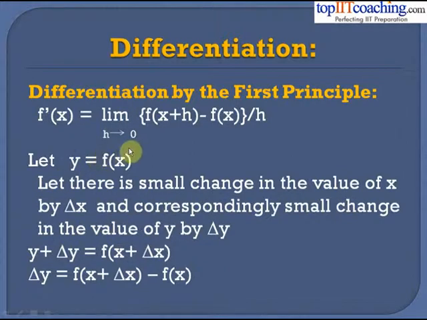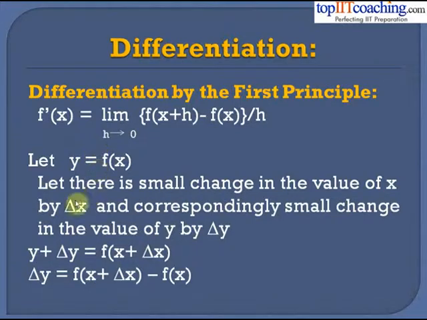Now let's look at the very fundamental method to find the derivative of any function at any point. This is called the first principle. We know that f dash x is equal to the limit of f of x plus h minus f of x divided by h when h tends to 0. If any function is derivable at any point x, then f dash x is equal to the limit of f of x plus h minus f of x divided by h when h tends to 0.